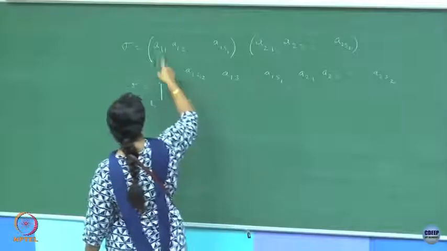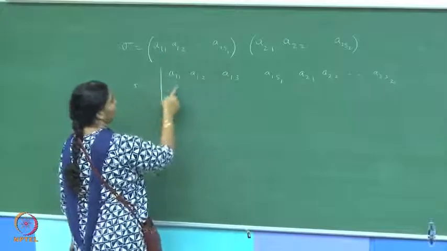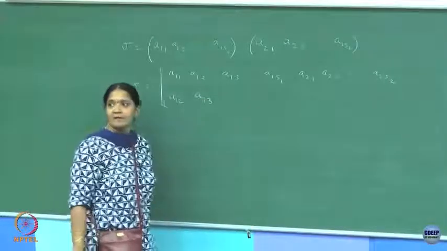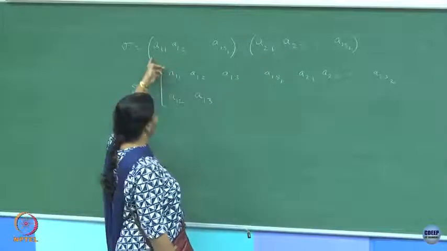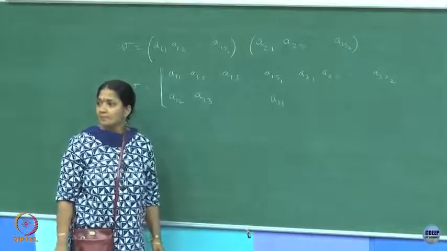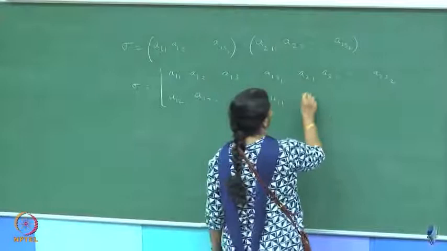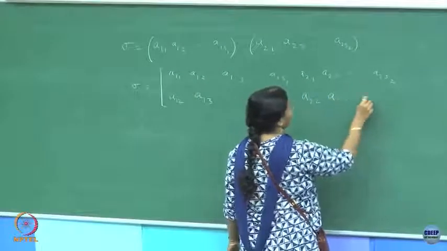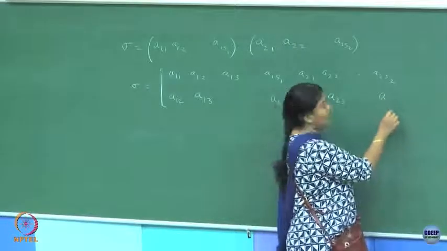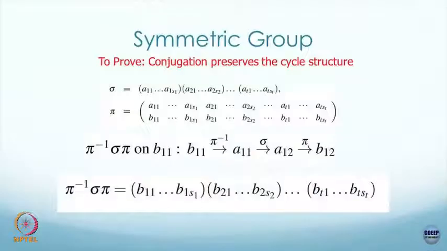The only thing you have to remember is that this cycle structure means this group element A11 will go to A12, A12 will go to A13, and then A1S1 will go to A11, clear. Similarly A21 will go to A22, A23, and this one will go back to A21, and so on. So, this is the long hand of writing the permutation element in the symmetric group.